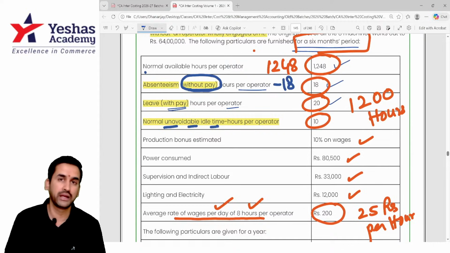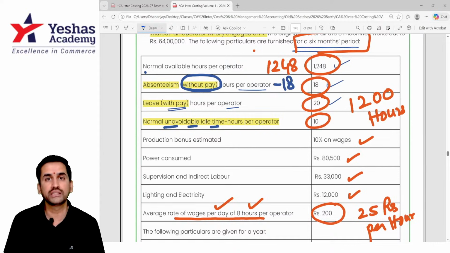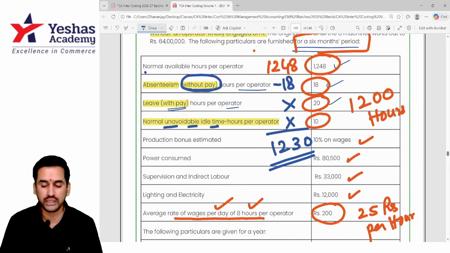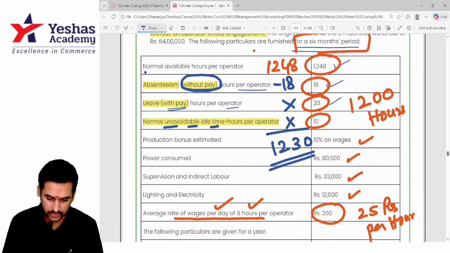9 hours salary paid, 8 hours work done, balance 1 hour lunch, tea, coffee. How can you say I'll cut salary because you are having lunch? Can't happen. That means this and this I can't minus. In Calci 1248 minus 18, I have to pay salary for 1230 hours. Did you understand?